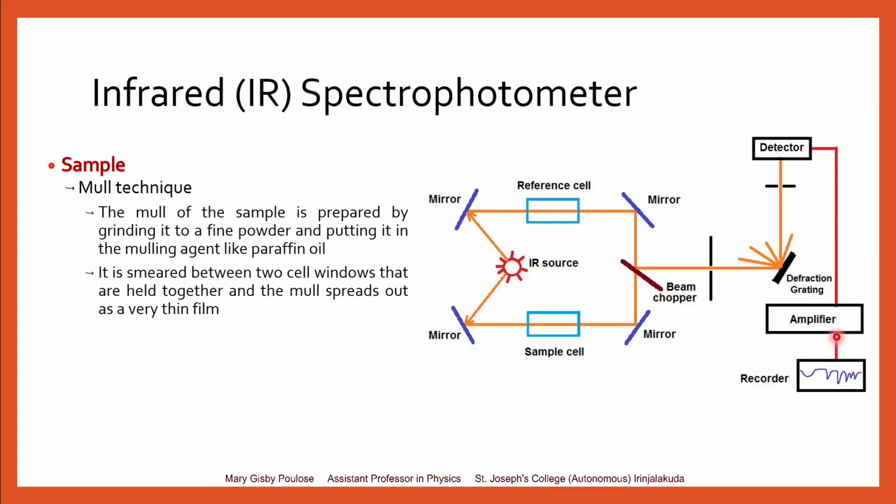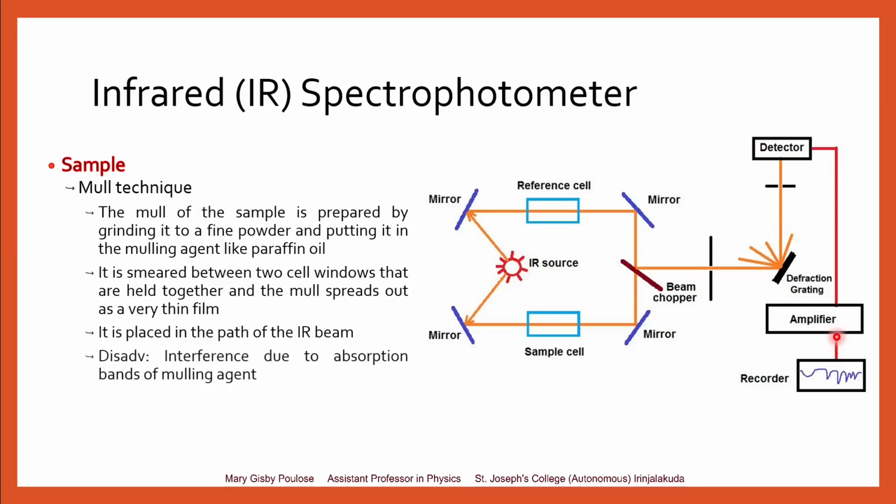Here they are not made of glass, but of mineral salts. They are held together, and the mull will spread out as a very thin film. The mull is then placed in the path of the infrared beam. The disadvantage of this technique is that interference will happen due to absorption bands of the mulling agent. The mulling agent will also absorb the infrared beam, so there will be absorption effects due to the mulling agent also.